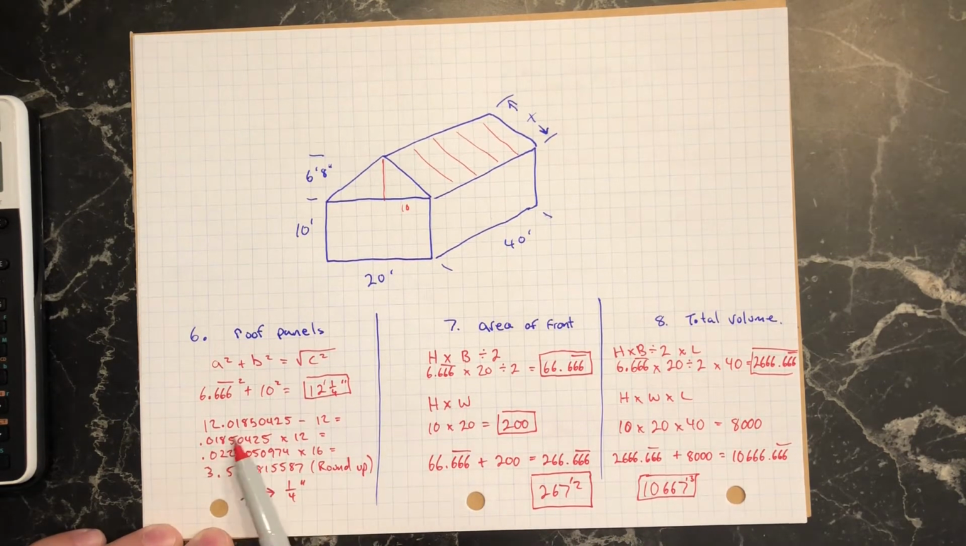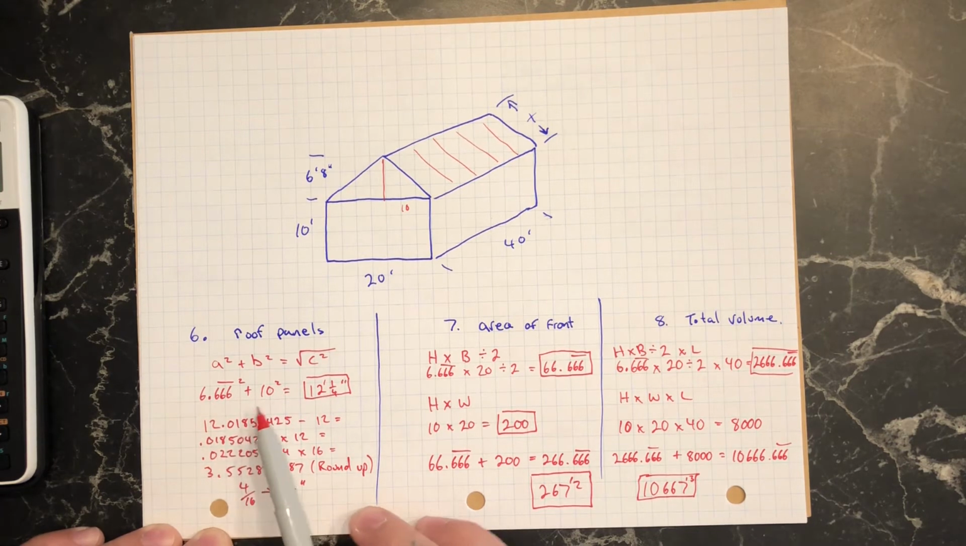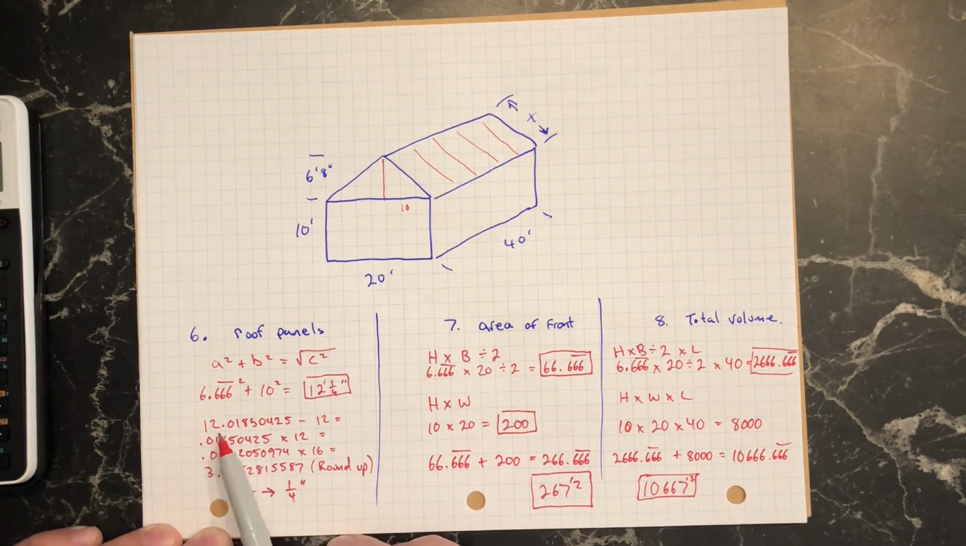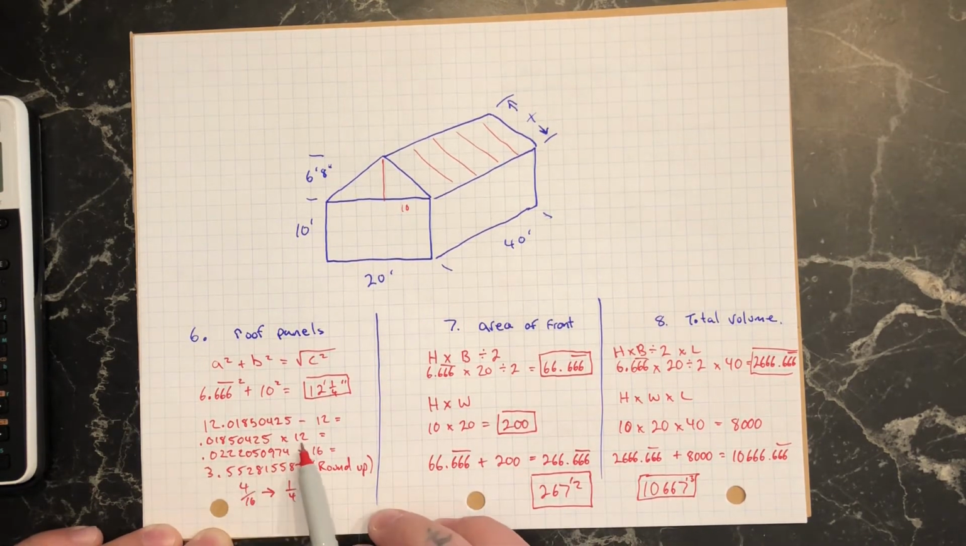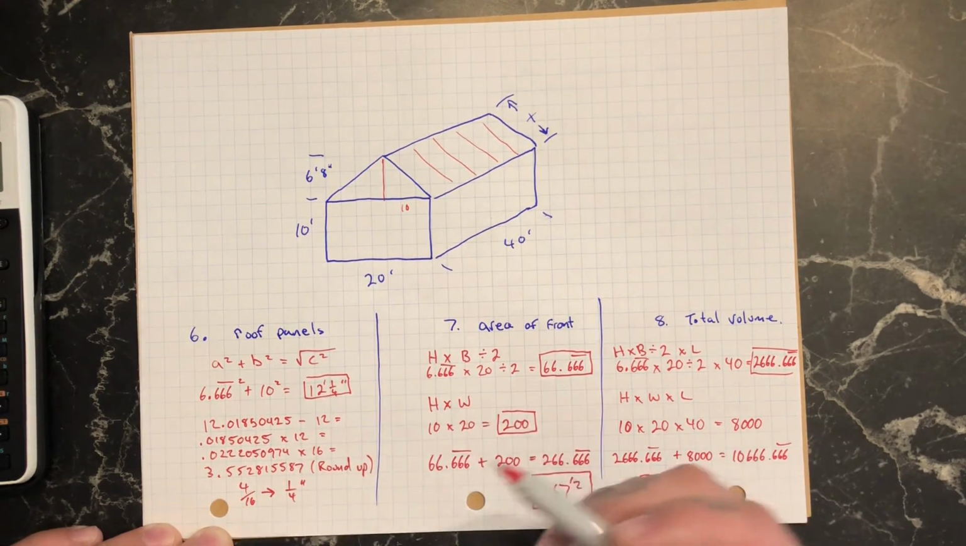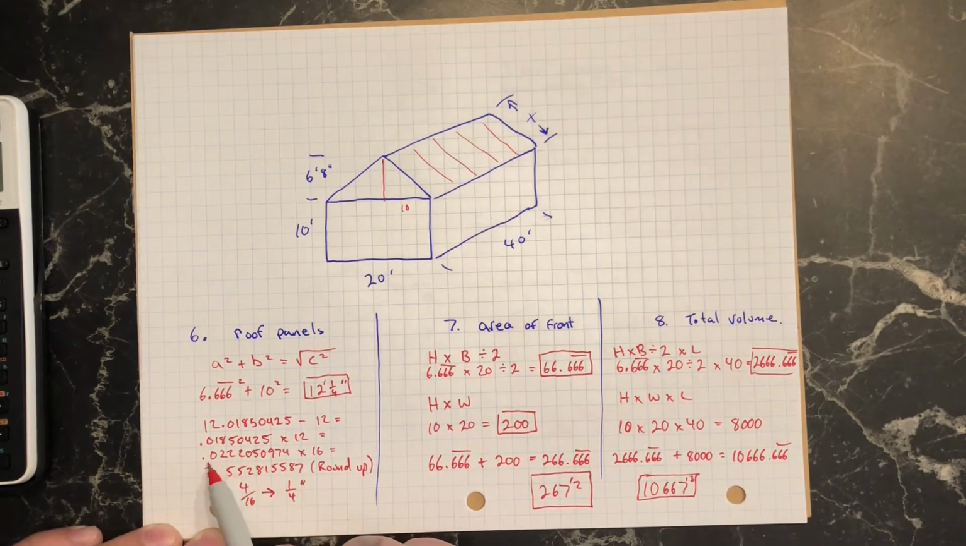Again, I showed here, this is the actual, like if I did this equation, 6.666 squared plus 10 squared square rooted gives me 12.018500425 minus 12, because then I put the 12 feet up there, isolates that, multiplied by 12 gives me 0 inches, right? The answer is 0.0222. So because I have no whole number there, it's going to be no inches.